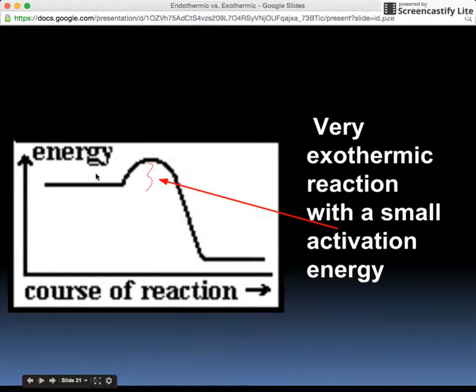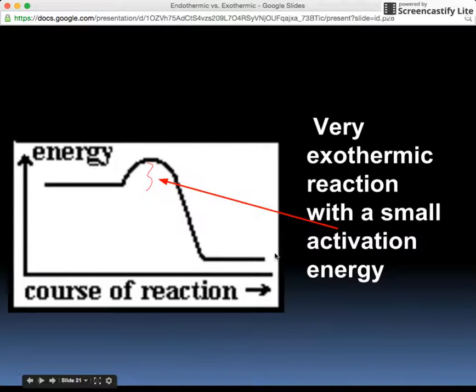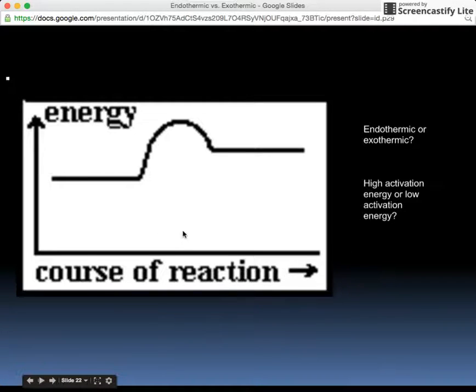This is a very exothermic reaction. Look at how the reactants are losing energy, and then we have a very small activation energy. So it does not take a whole lot of energy for this reaction to work, and we see all this heat being released here. Is this problem an endothermic or exothermic reaction? And does it have a high activation energy or a low activation energy? So pause the video.